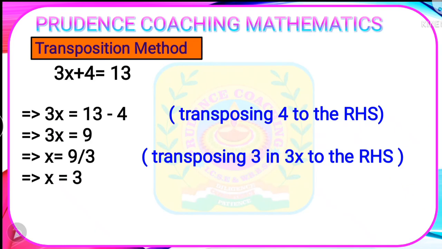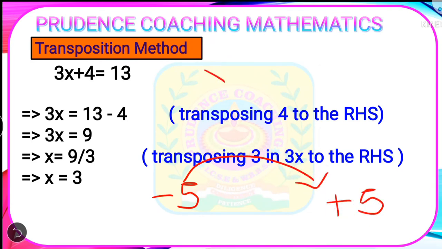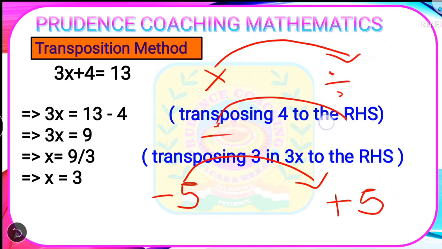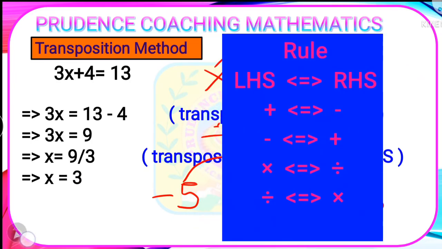That means if we have minus 5 on the left hand side, in order to take this minus 5 to the right hand side, we will write plus 5 on the right hand side. If we have any number in multiplication on the left hand side, to take that number to the right hand side, we need to place that number in division. Similarly, if we have division on the left hand side, that number will go as multiplication. If we have any addition, then it will move to the right hand side as subtraction. So this is the main concept of this particular method.